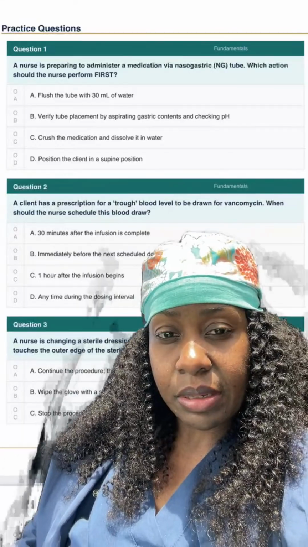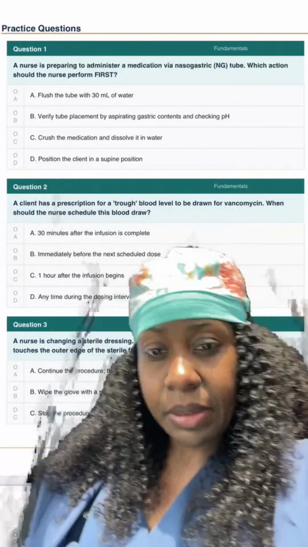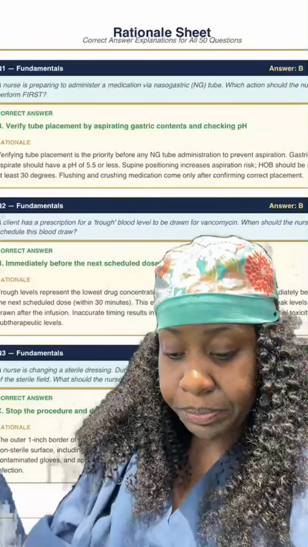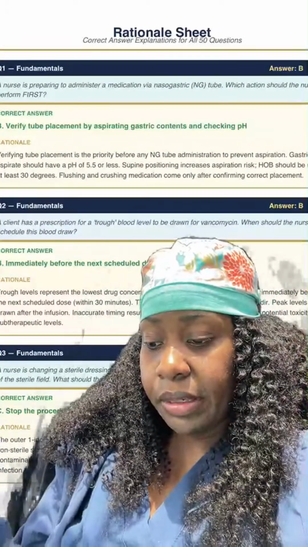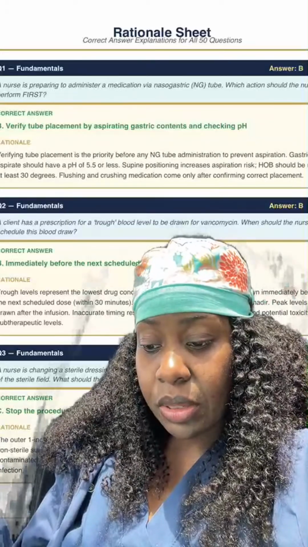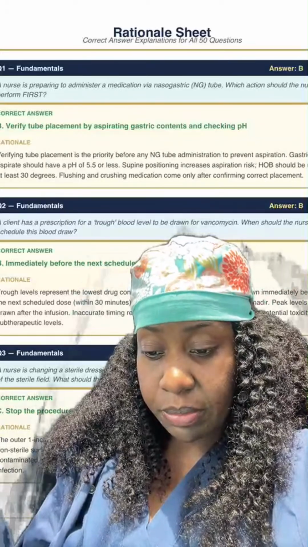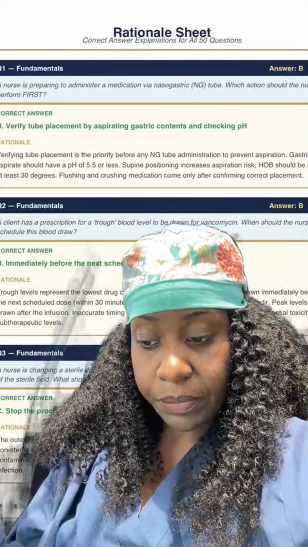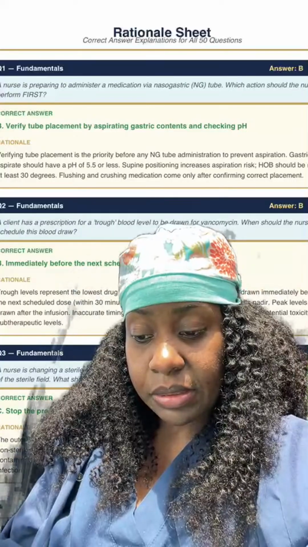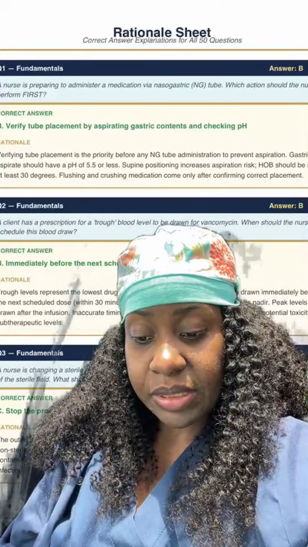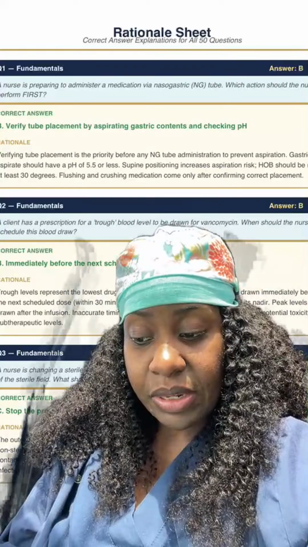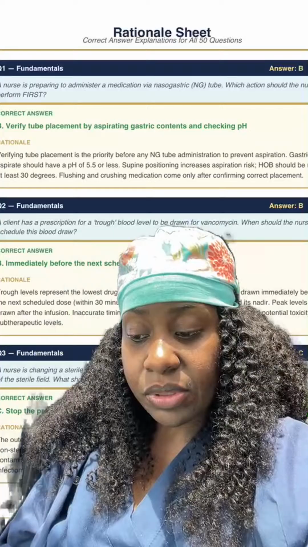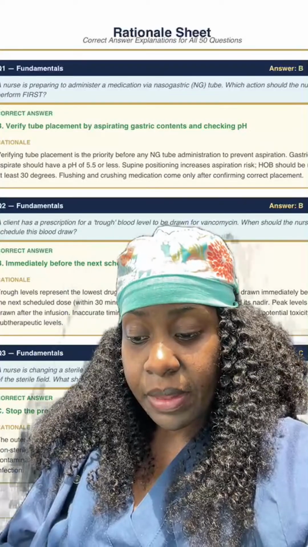And then let's go to the rationale. Right up here. It's a little cut off, but all right. Trough levels represent the lowest drug concentration in the blood and must be drawn immediately before the next scheduled dose, at least within 30 minutes. This ensures that the drug has reached its nadir. Peak levels are drawn after the infusion.